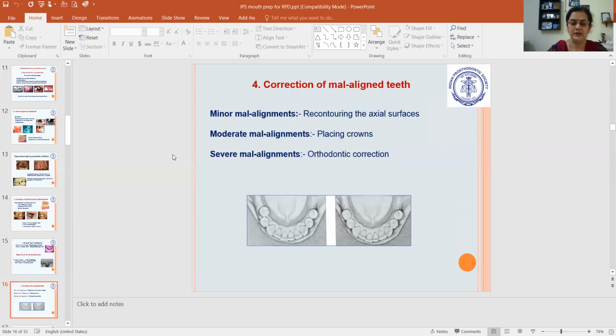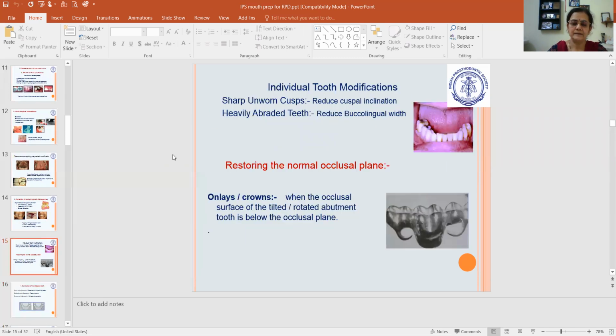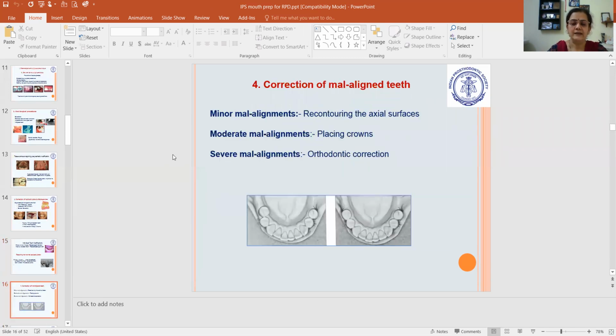After endodontic treatment, correction of malaligned teeth. Malaligned teeth are also a main concern during construction of a cast partial denture. If it is minor, it can be corrected by recontouring of the axial surfaces. If it is moderate, placing of artificial crowns is the treatment advice, whereas severe malocclusions definitely require orthodontic corrections.